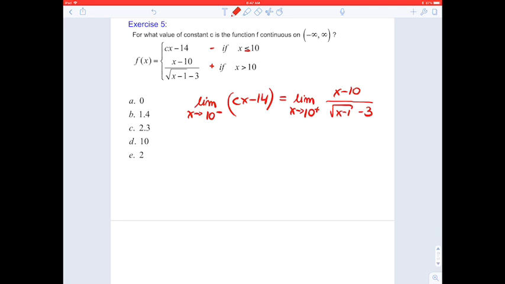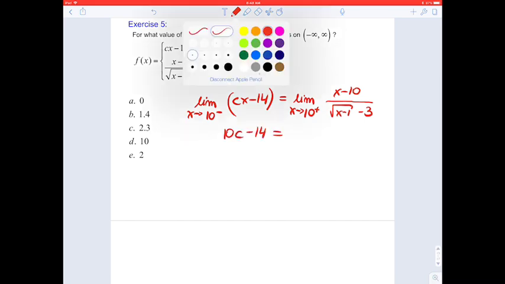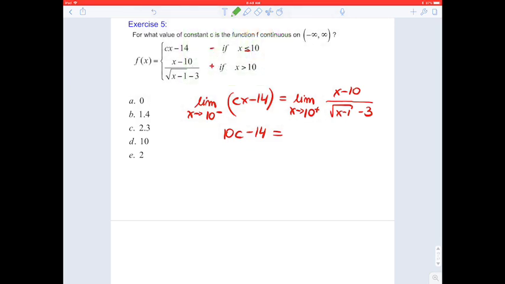Okay, on the left hand side I can simply substitute 10 times c minus 14, but let's use the direct substitution. On the right hand side, 10 minus 10 is 0, and 10 minus 1 is 9. Square root of 9 is 3. 3 minus 3 is 0. Okay, I do have a problem. Please remember, do not assume that this is 0. Don't add 14 to both sides and divide by 10. That's not a good option. Okay, this is not 0. It's 0 over 0.